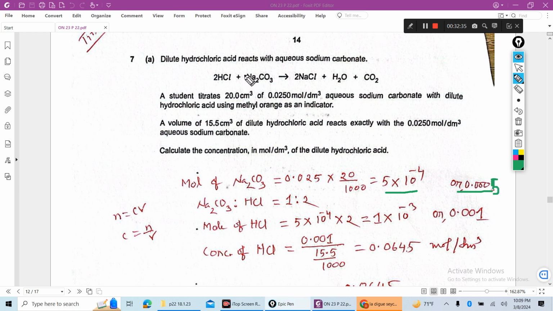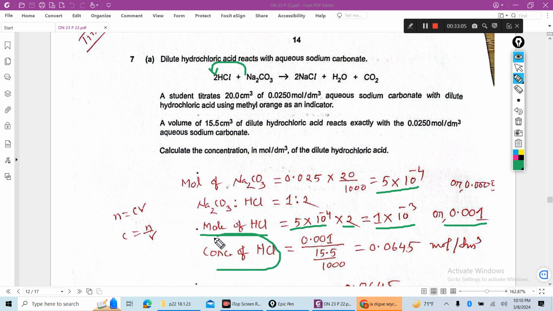And sodium carbonate 1 mole, hydrochloric acid 2 mole. So the ratio of sodium carbonate to hydrochloric acid is 1:2. I mean, hydrochloric acid moles is double that of sodium carbonate. So moles of hydrochloric acid is moles of sodium carbonate times 2, you get 1 times 10 to the minus 3, or you can write 0.001 mole.